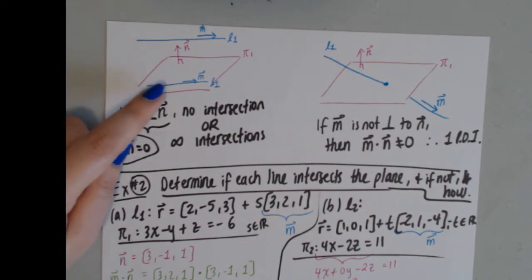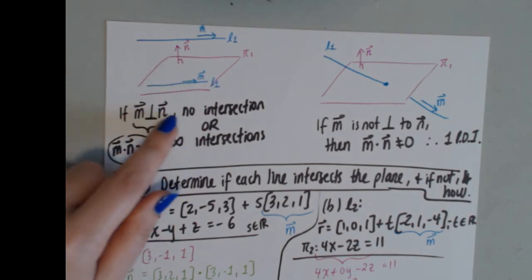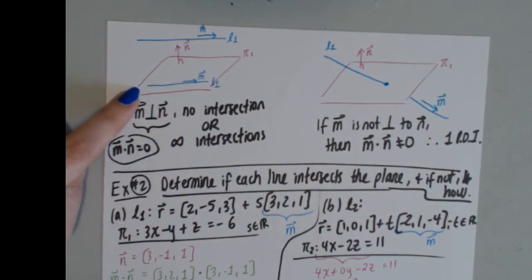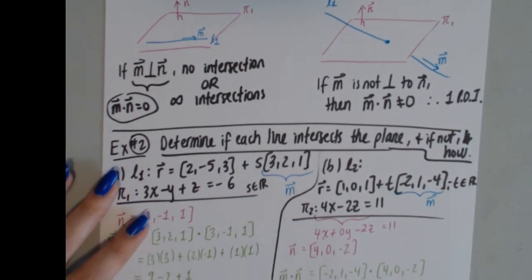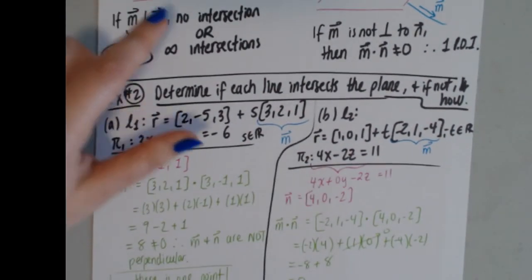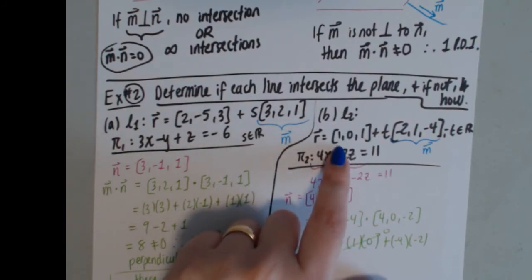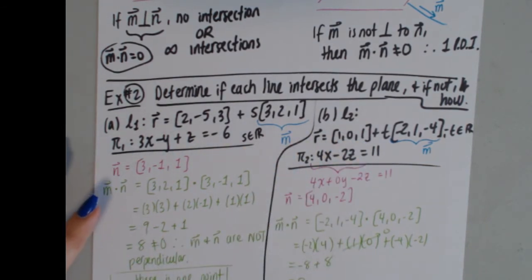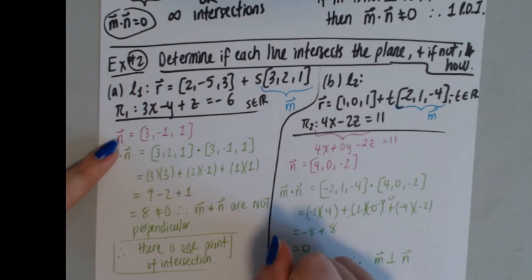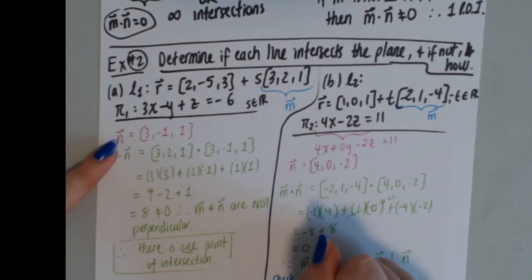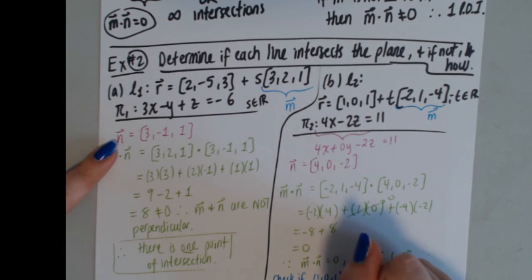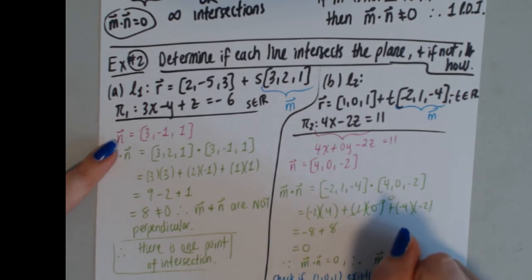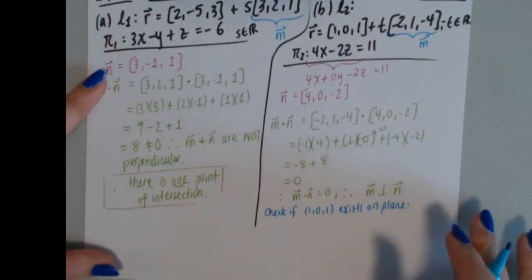Now, if I can find just one point on the line that also matches with the plane, I know that we are dealing with this scenario, and there are going to be infinitely many intersections. And I know a point on the line. It's given by this position vector right here. 1, 0, 1 means there's a vector going from the origin to the point 1, 0, 1. I'm going to try it. If that point also satisfies the plane, then we have infinitely many intersections. So let me write that here. Check if 1, 0, 1 exists on the plane.